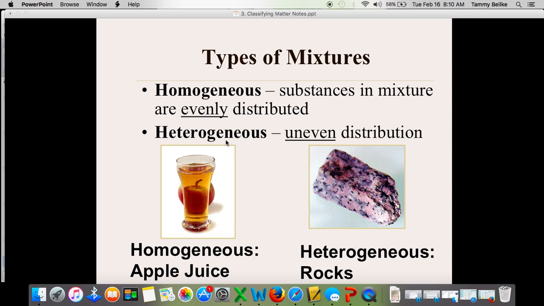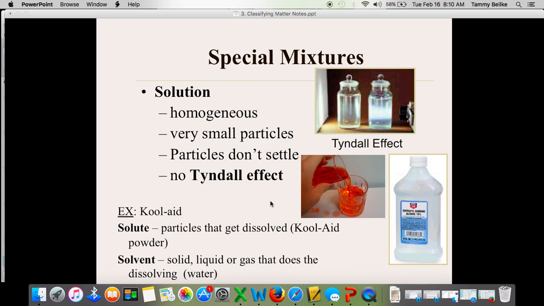Okay? Heterogeneous mixtures are an uneven distribution. In this rock, you can see that there's different colors, and those different colors represent different minerals that are made up into that rock. Now, that seems like an easy classification. We're going to go into more on these heterogeneous mixtures in a bit. So let's classify these mixtures further.